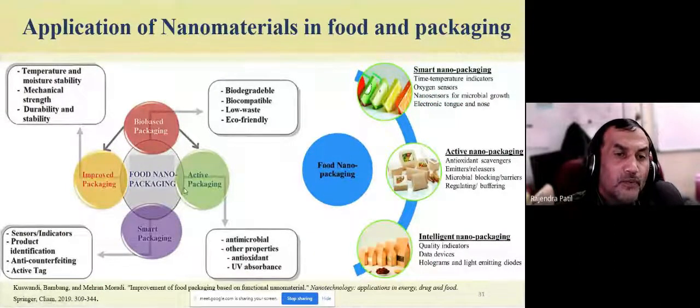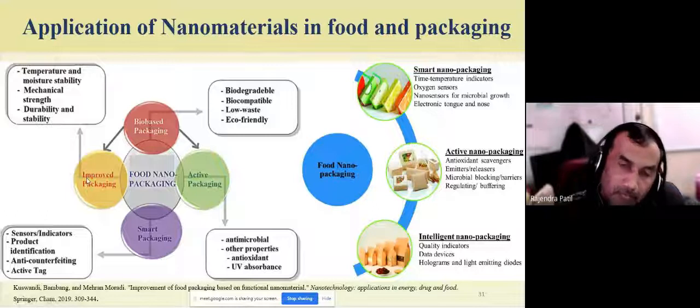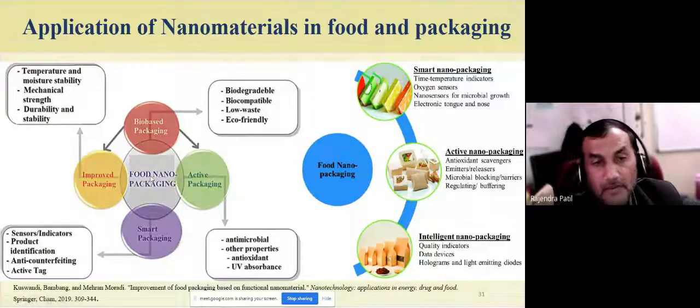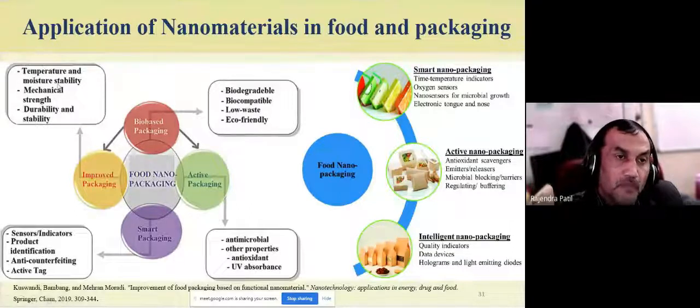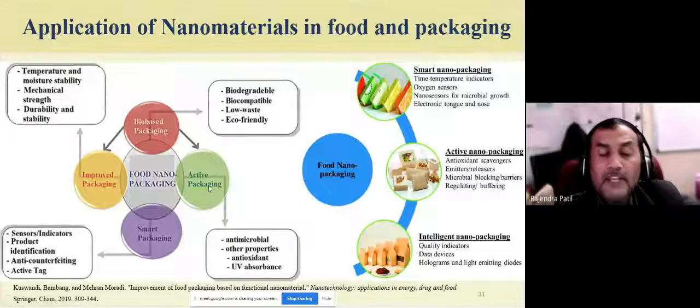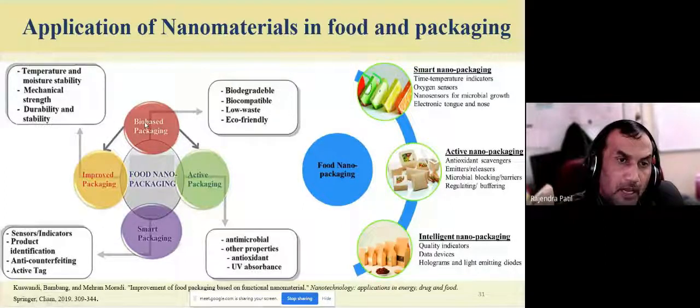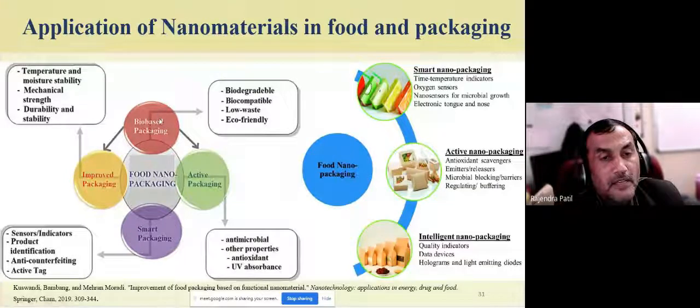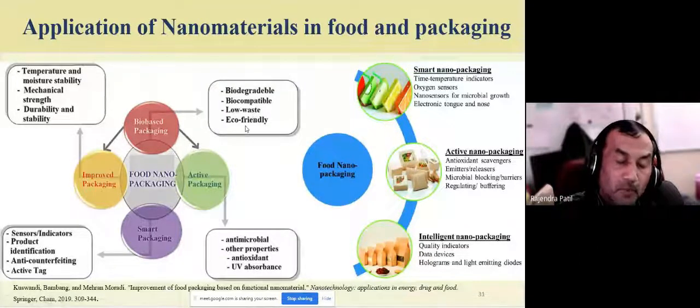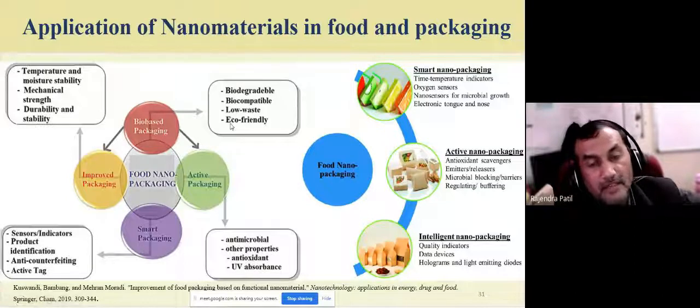Well, the nanomaterial in the food packing has implications in improving the packaging. That is, the nanomaterial in the packing part of the food application, they maintain the temperature, moisture stability, they maintain the mechanical strength, and as a smart packing material, they can be used as a sensor to identify the microbial contamination or microbial degradation. As active packaging material, they can be used as antimicrobial material to prevent the microbial attack on the food. And as a packing structure, these nanomaterial can be made up of a biodegradable polymer, so that environmental pollution cannot happen if that packaging material is dumped.